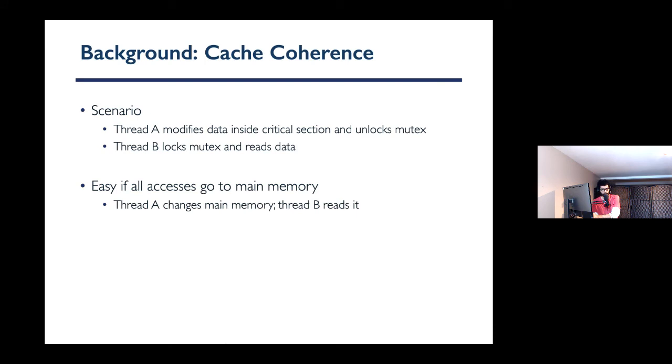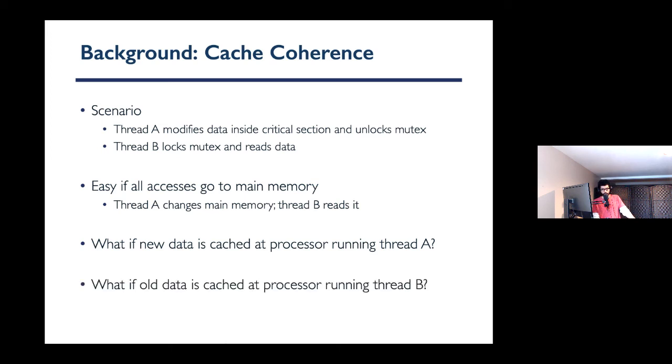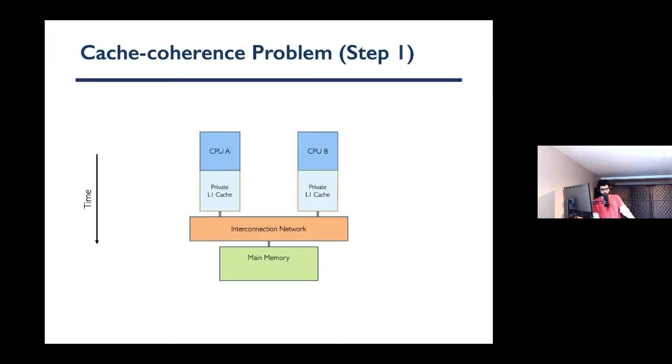But what if thread A, so this is easy if you have only main memory, no caches, or if both of the threads are running on the same CPU with the same caches. But what if thread A is running on one CPU and thread B is running on another CPU? And what if each one of these CPUs has its own private cache where you can cache the data? What happens? Let's look at it.